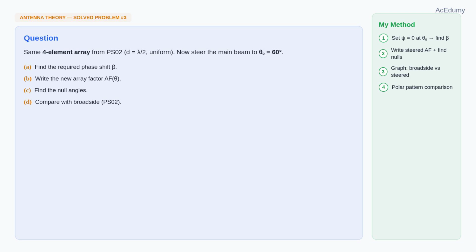Here is our third problem, and it builds directly on problem 2. Same 4-element array, same half-wave spacing, same uniform amplitude. But now, instead of broadside, we want to steer the main beam to theta 0 equals 60 degrees. We need to find the required phase shift beta, write the new array factor, find the null angles, and compare the pattern with broadside. Let's see what changing just one parameter does.